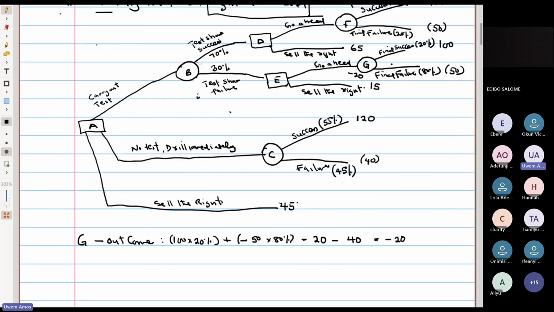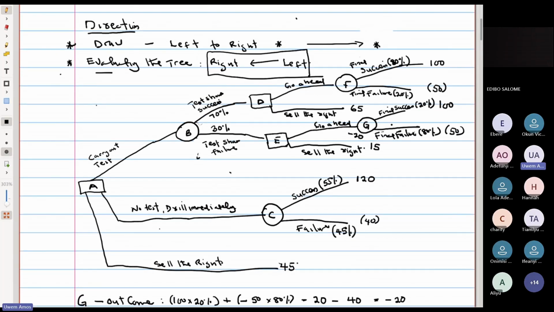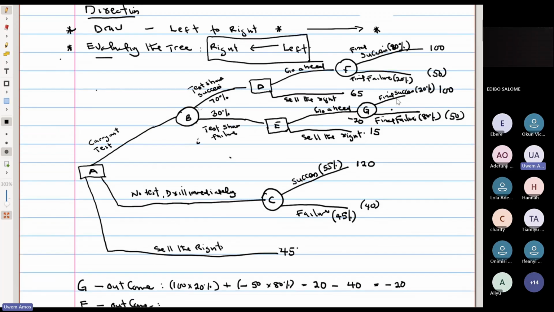Let's go to our F. So we are looking from right to left. Our F is also an outcome point. So because it's an outcome point, all we need to do is to multiply the individual values by the probability, and then we sum it up. So what are the points? 100, 80%, minus 50, 20%. So let's do that quickly.